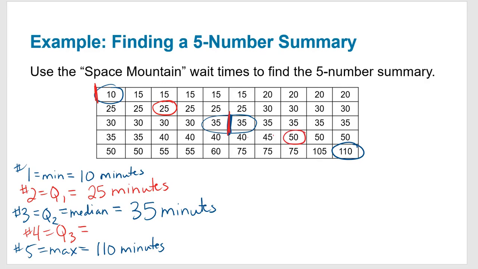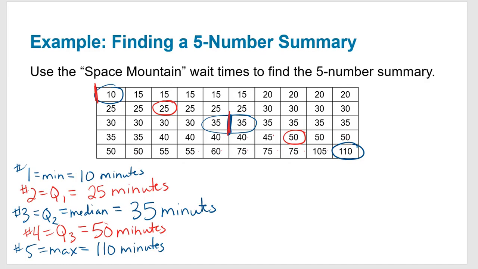There is my Q3, and then there should be 12 above. 1, 2, 3, 4, 5, 6, 7, 8, 9, 10, 11, 12. Perfect. So 50 minutes is my Q3. All right, so that is how you find your 5-number summary, which honestly, it's just finding a bunch of medians, so I like it.